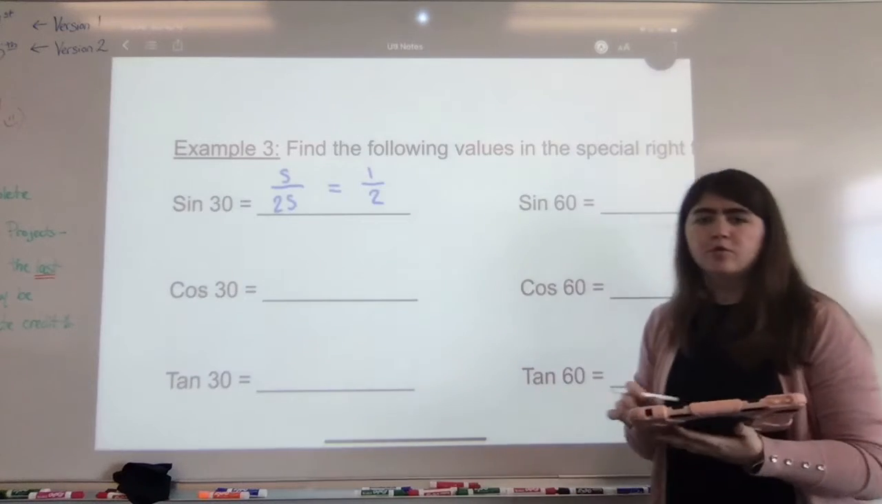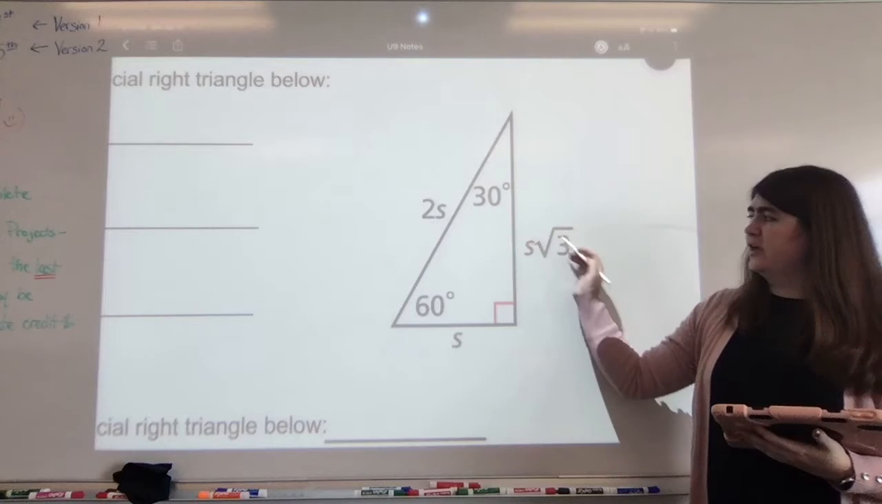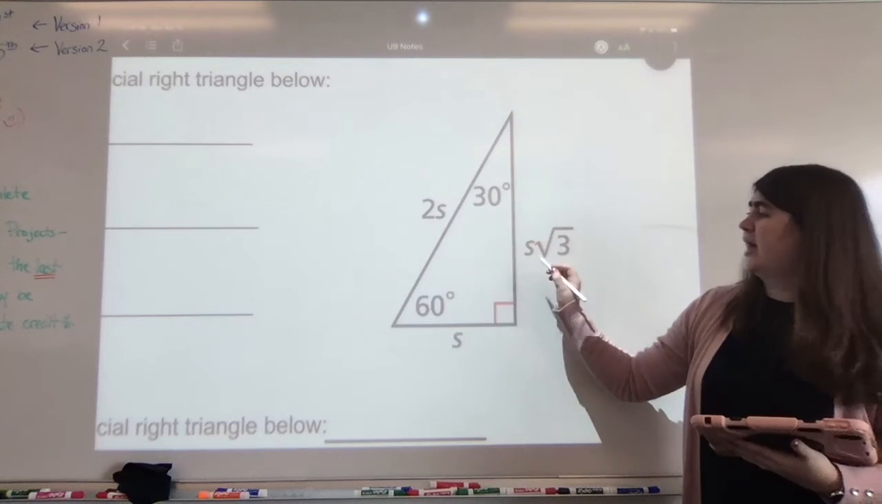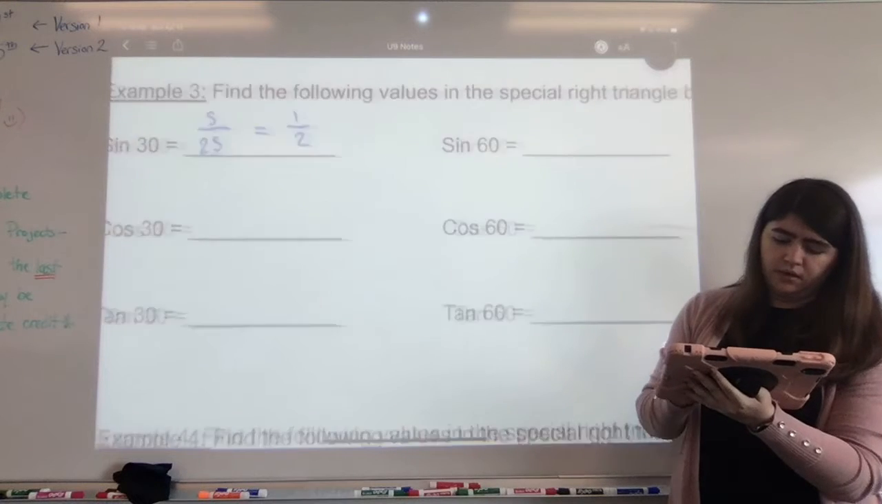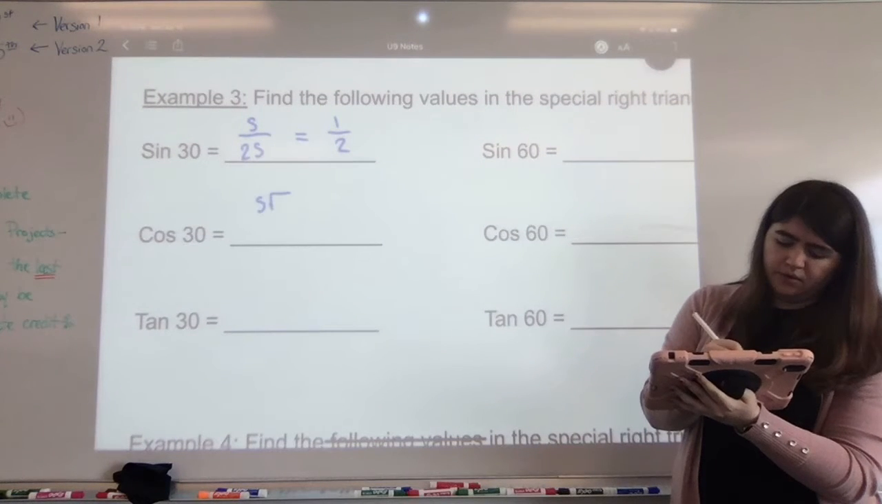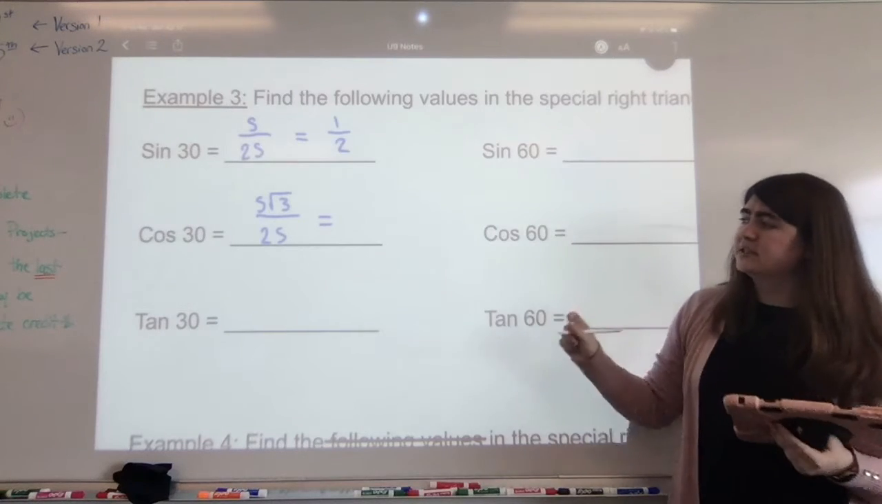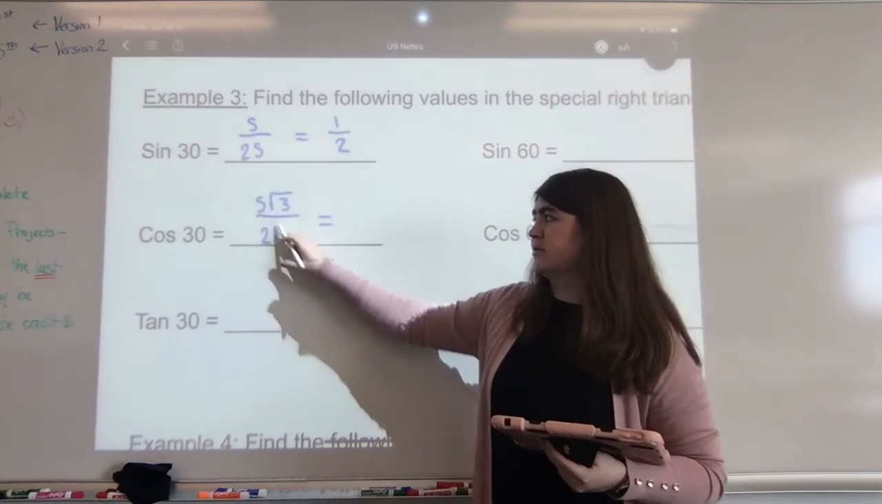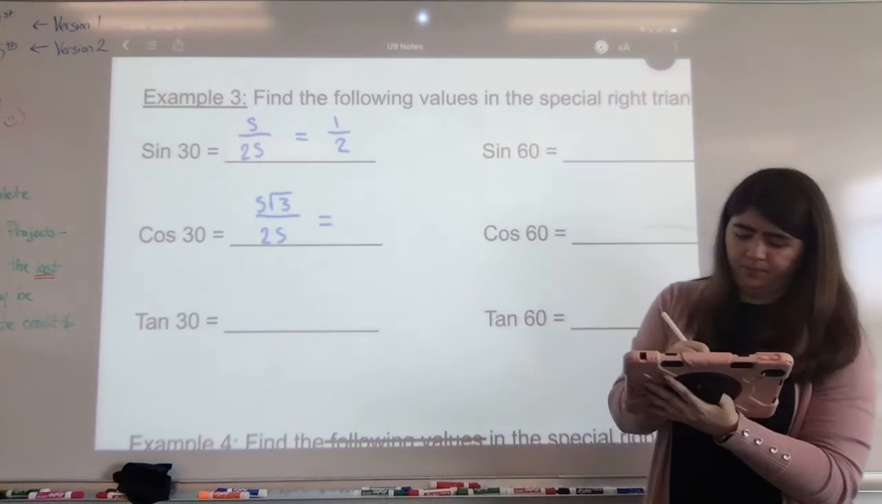Next, let's try the cosine of 30 degrees. So cosine is adjacent over hypotenuse. So I have S square root of 3 over 2S. And that, again, I can cancel out those S's, and that leaves me with the square root of 3 over 2.